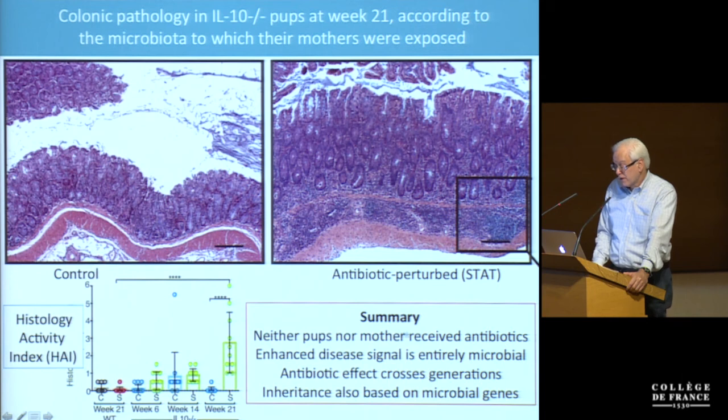So to summarize this experiment, what's important to remember is that these pups never saw antibiotics. Their mothers never saw antibiotics. All they saw was a perturbed microbiota. So that means that the enhanced disease signal is entirely microbial. It also provides evidence that the antibiotic effect can cross generations, can go into the next generation, and also introduces the concept that inheritance may also be based on microbes and their genes, not just host genes.